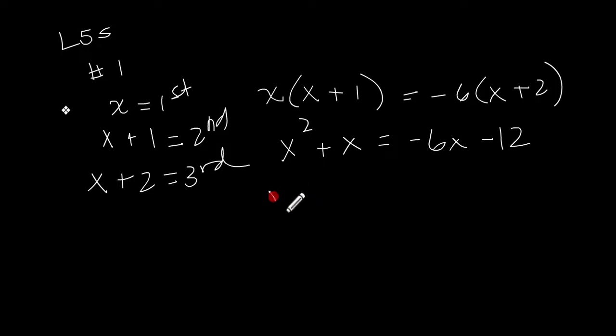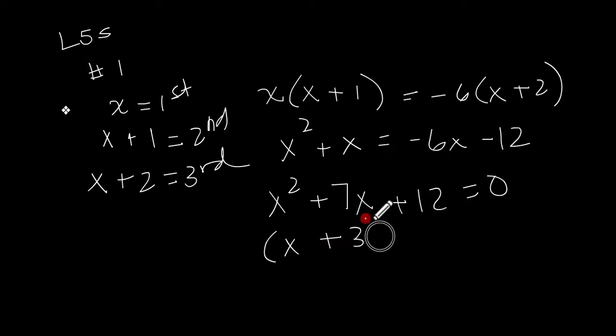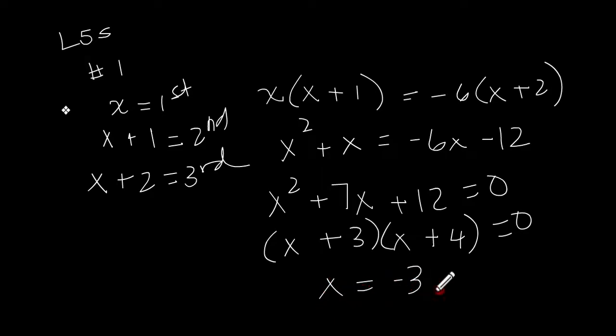If it's quadratic, you have to set it equal to 0. So I'm going to add 6x to both sides. So we're going to get plus 7x plus 12 equals 0. And then you factor x plus 3. I'm assuming the one on the test is a factoring problem. I haven't looked at it for a while. So we're going to get x equals negative 3 and negative 4.